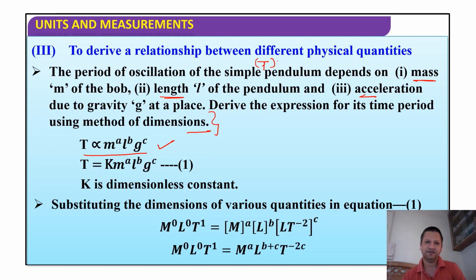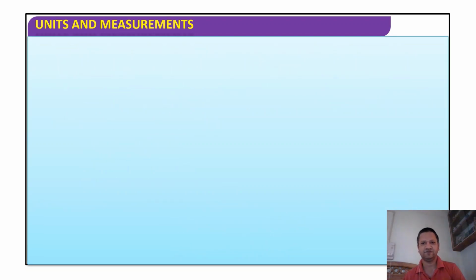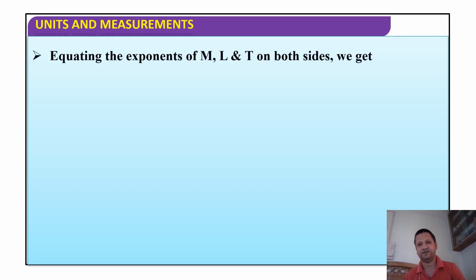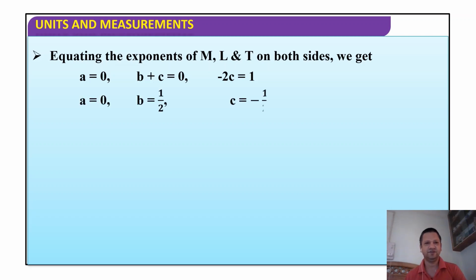If it is in multiplication form, the powers are to be added, like in logarithms. You can remember it like this: minus 2 into c, just like equations, minus 2c. So 0 = a, 0 = b + c, and 1 = -2c. When we compare the powers on both sides, from these we calculate the values of a, b and c. So a is 0, very clear, c is minus 1 by 2, and if c is minus 1 by 2, then b is equal to plus 1 by 2. So solving all these, we get the values of a, b and c.